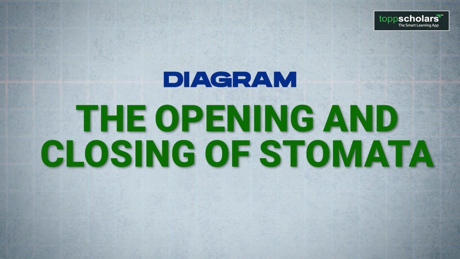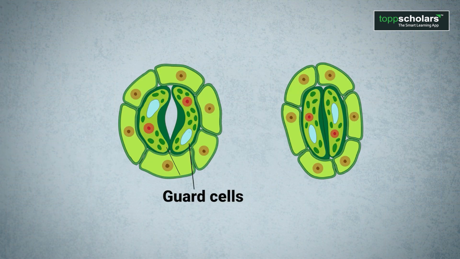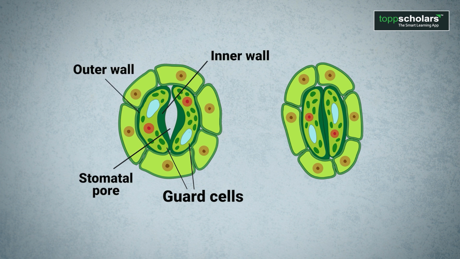Next diagram is the opening and closing of stomata. The main labels here are guard cells and stomatal pore, and other labels are inner wall and outer wall. As already told, guard cells guard the stomata and stomatal pore is the opening on the surface of plants to facilitate gas exchange. The opening and closing of stomata depend on the turgor pressure caused by the osmotic flow of water in the guard cells.